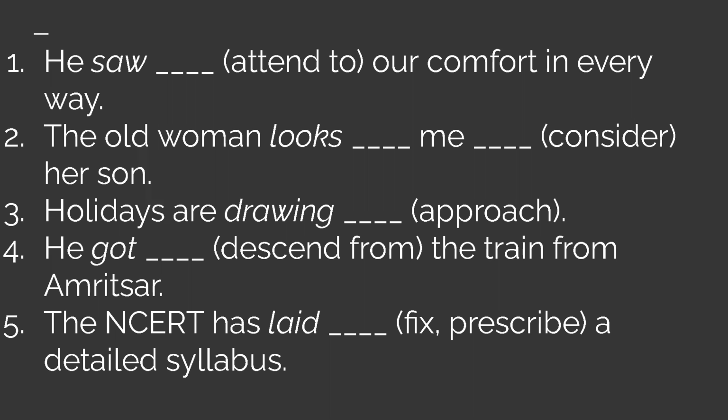Here, the answer will be he saw to our comfort in every way, which means he tried his best to attend to every necessity that we need, every requirement of ours to make us comfortable. So instead of saying a long sentence that he attended to all our comforts, all our necessities to make us comfortable in every way, we are simply saying he saw to our comforts in every way.